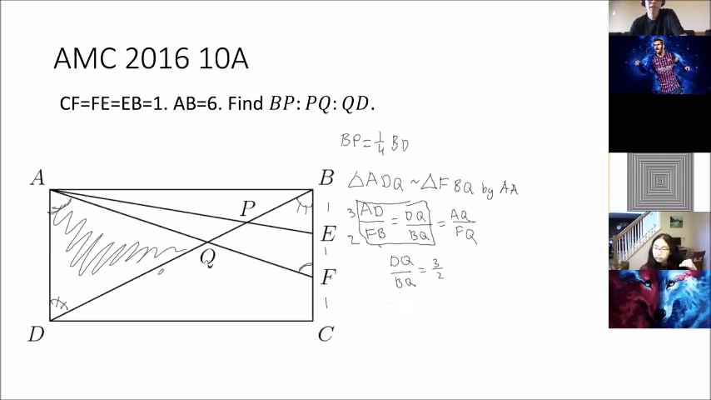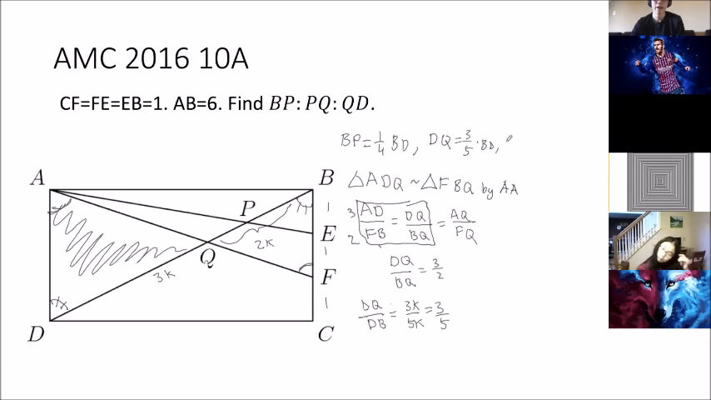So what we have here is that if DQ is 3 times something, which I'll call K, then this QB is 2 times K. And what that tells us is DQ is actually 3/5 of the total DB. Okay, so what does that mean? So we know BP is 1/4 of the total. We know DQ is 3/5 of the total.